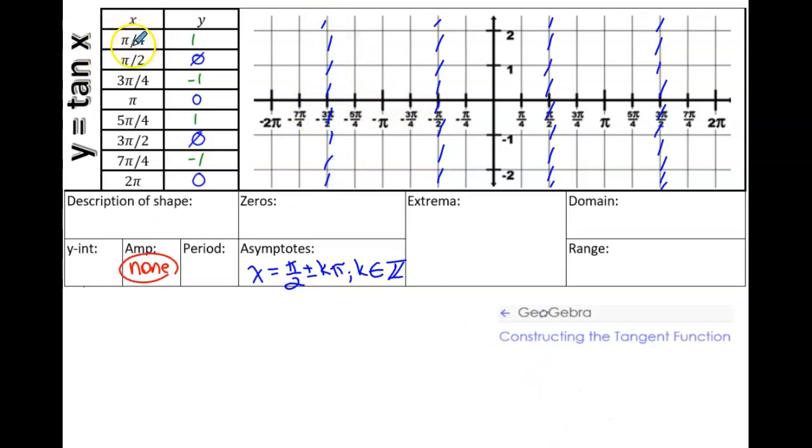So at pi over 4, we have a point here at positive 1. 3 pi over 4, we're at negative 1. Then at pi, we have a 0. 5 pi over 4 is a positive 1. 7 pi over 4 is negative 1. 2 pi is a 0. And if you recall, when you're going through or between asymptotes, you approach the asymptotes but don't touch or cross them. And then we need to wiggle our way through these guide points here.